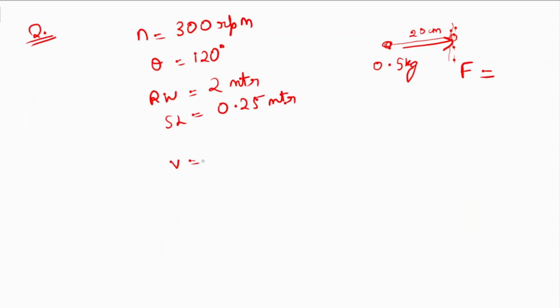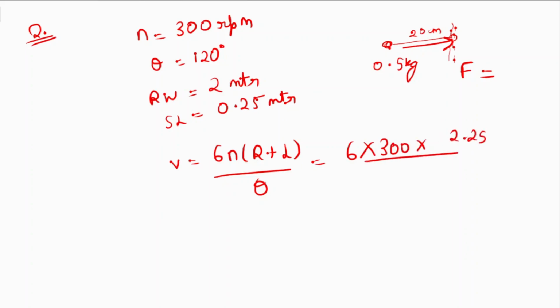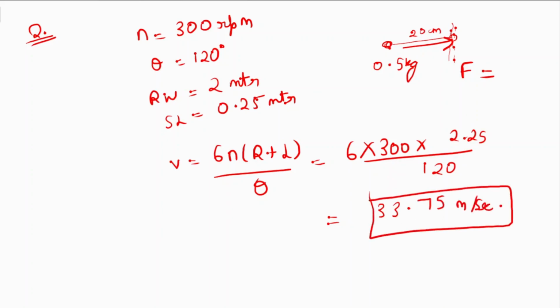You know the formula of velocity is 6 N times (r plus l) upon theta. So 6 times N is 300, r plus l is 2.25, upon theta is 120 degree. If you calculate, it will come out in meter per second to be 33.75 meter per second or something like that. The calculation is not the objective, we just need to understand the actual meaning. We have found the velocity.